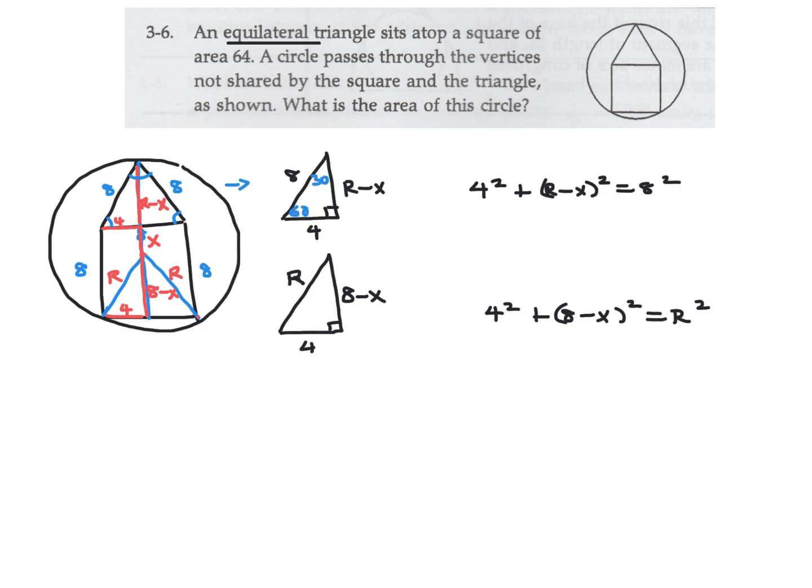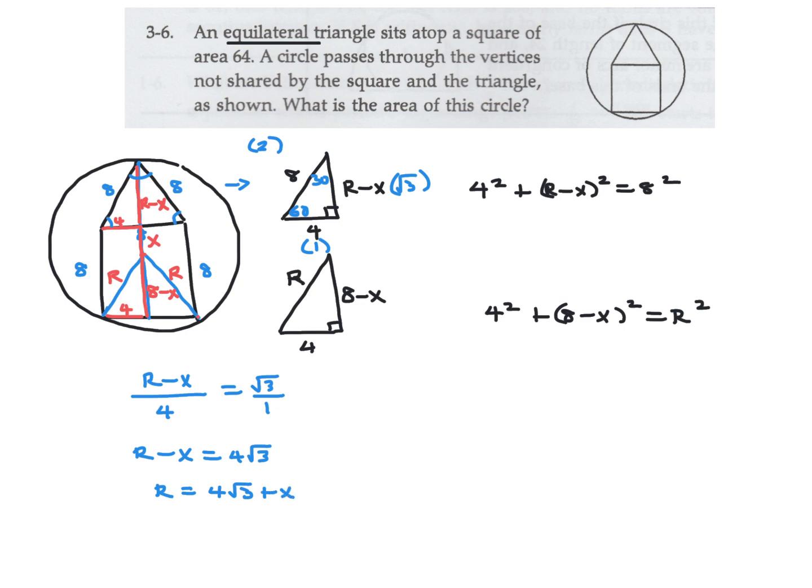So that's a 30, 60, 90 triangle, and the ratio of the sides of a 30, 60, 90 triangle is 2, 1, and root 3. So that tells me that R minus X over, say, 4 would be the equivalent of root 3 over 1. So that means that R minus X would be 4 root 3, and therefore R would be equal to 4 root 3 plus X.